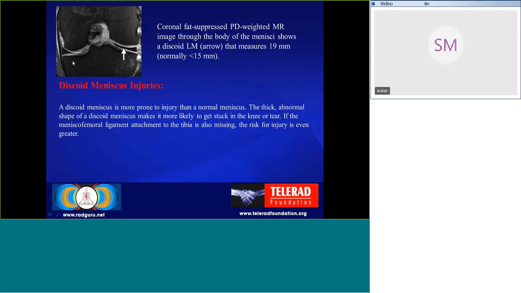For example, in the coronal images, you can see a tapering of the body of the meniscus on one side, but on the other side of the lateral meniscus, we can see a discoid meniscus extending almost to the intercondylar region. The important thing is that the discoid meniscus is more prone to injury than the normal menisci, and it is usually thick, as the name indicates. A discoid meniscus more commonly gets stuck in the knee and causes a tear.